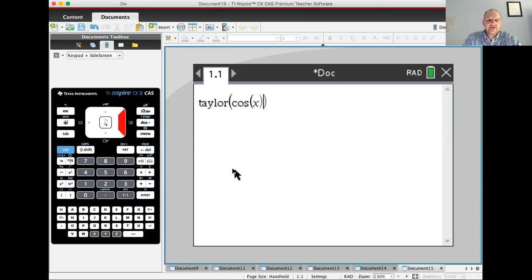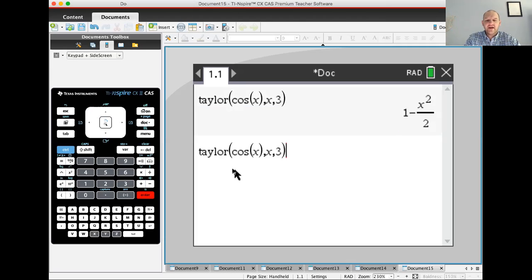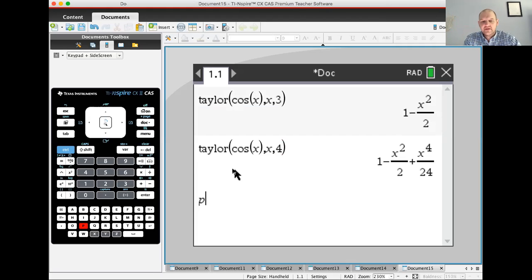Cosine of x, comma x, and then I want 3 non-zero terms. It's not really enough to say 3 here, which will try to give me the 3rd degree polynomial. The 3rd degree polynomial is the same as the 2nd degree polynomial, so this will only give me this. I need to go up to 4 because I want 3 non-zero terms. And what it did was it made 4 factorial into 24. There's nothing you can do about that. It will always do that.